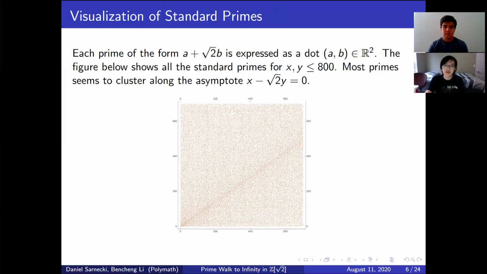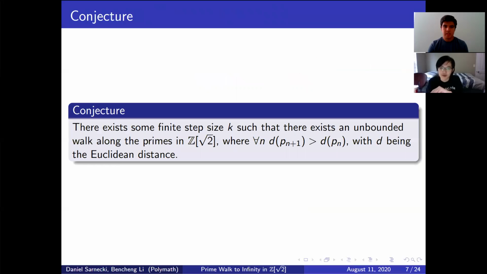As we can see here, they're very dense in this region, but they're much denser along the line x minus root 2 y equals 0, which is just the asymptote of the norm function x squared minus 2y squared. So yeah, next Daniel will talk about the conjecture.